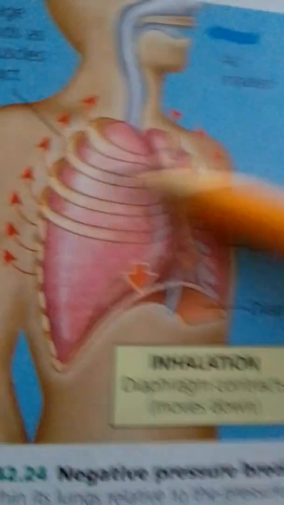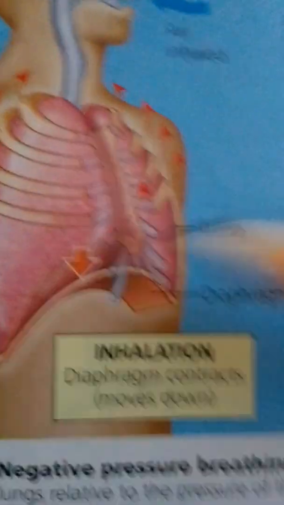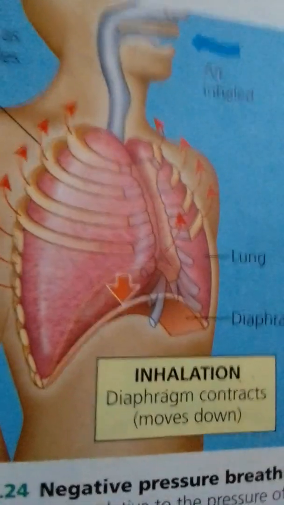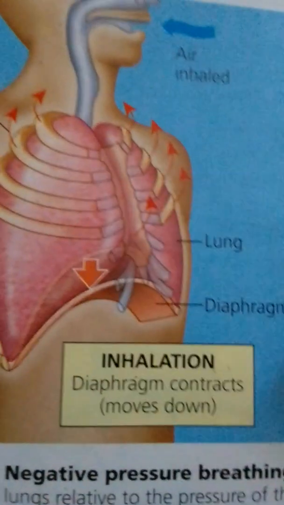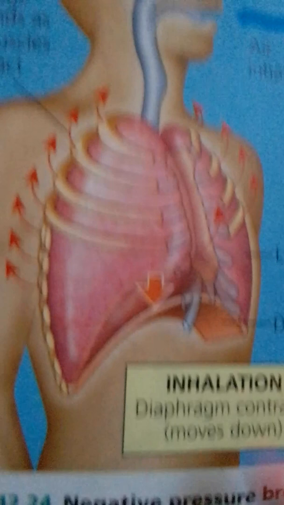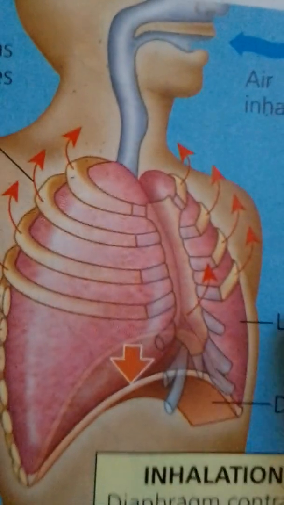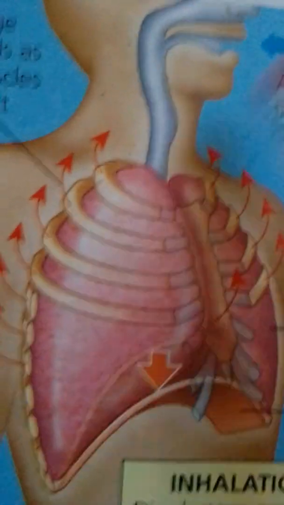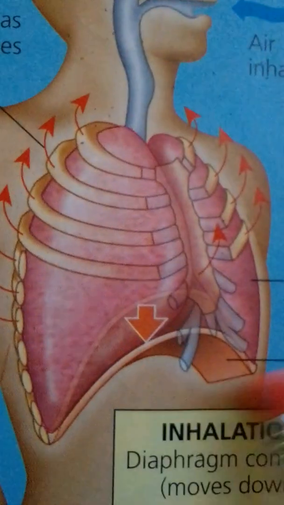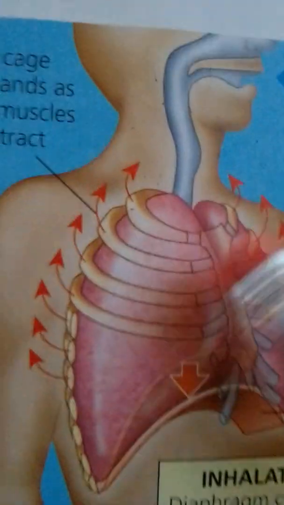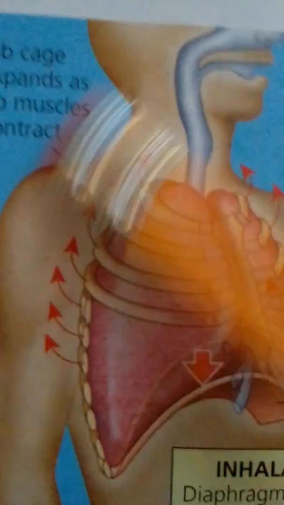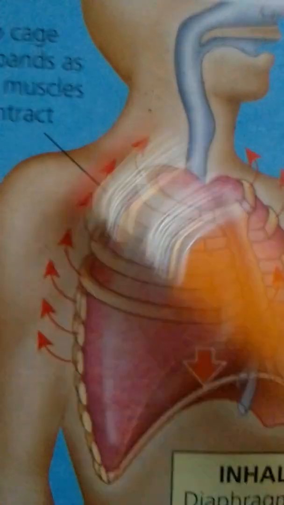Notice this figure, the differences of negative pressure breathing. A mammal breathes by changing the air pressure within its lungs relative to the pressure of the outside atmosphere. Inhalation: the diaphragm contracts and moves down. Notice the lungs and air inhaled, and notice the diaphragm. Notice also the rib cage expands as rib muscles contract.